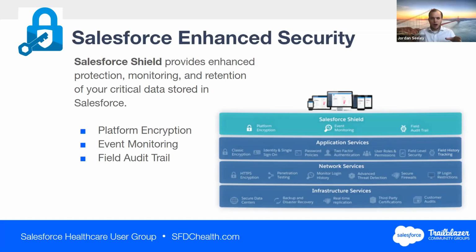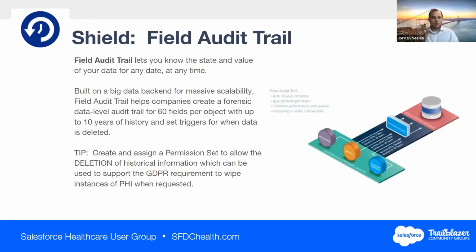So with all of that in mind, Shield in and of itself will stand on top of all of those additional native features. So definitely that's probably a topic for another session. We'll focus on the 3 modules within Shield itself today. But a lot of the orchestration of a comprehensive security plan does involve Shield and these other application, network, and infrastructure services. So with that in mind, from a Shield specific perspective, there's 3 modules that we care about in particular. And those are Field Audit Trail, Platform Encryption, and Event Monitoring.